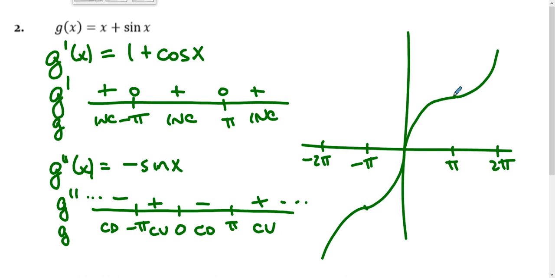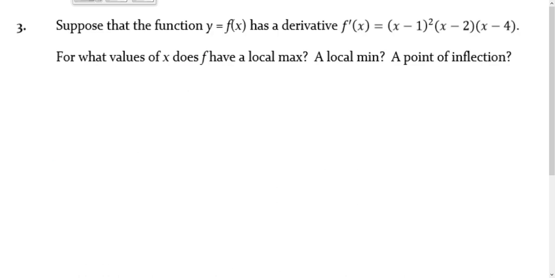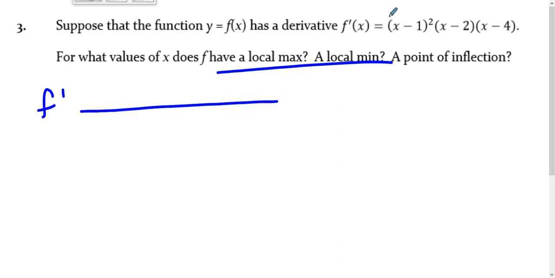Horizontal tangent here, horizontal tangent here, but the graph is always up, up, up, up, up, up, up. This is a doozy. The first part's actually pretty straightforward because we can make an f prime chart just looking at this. There are three values where f prime is 0: at 1, at 2, and at 4.